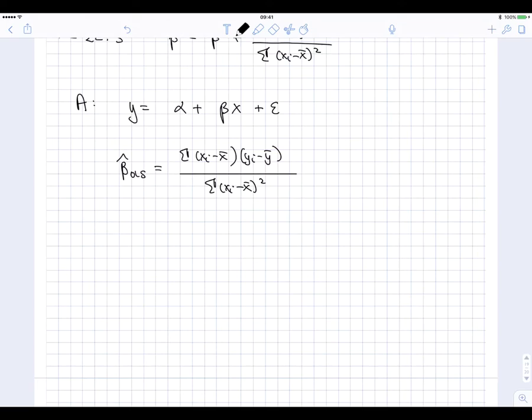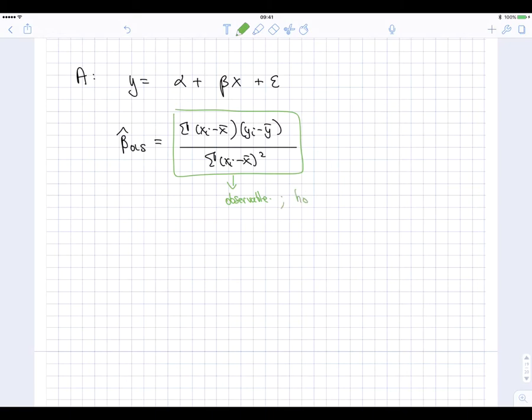This formula only includes data or things that are observable. Everything here is observable. And this thing holds mechanically. In other words, I don't need this assumption for this formula to work. The only thing that I need is that the x's have variance, that the denominator of that formula is not 0. That's the only thing that I need, but I don't need the assumption that the model is linear.